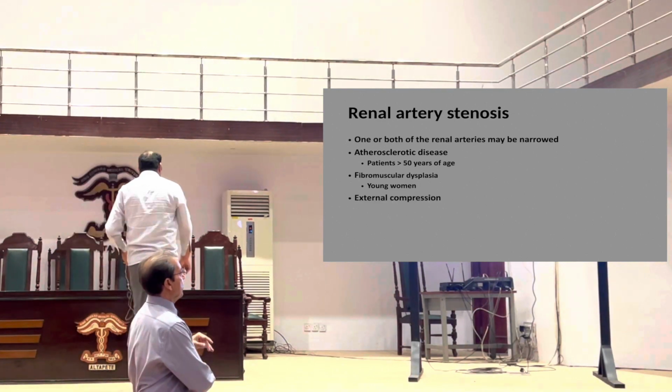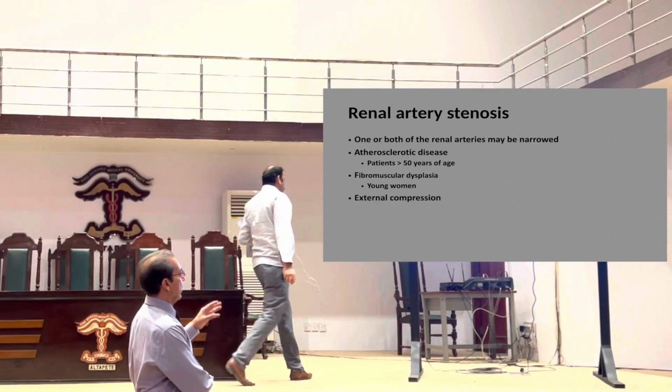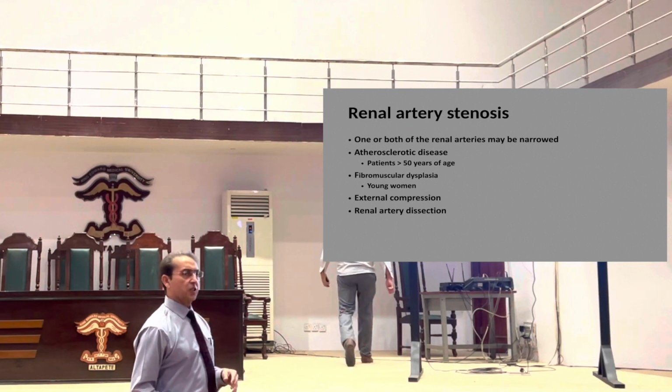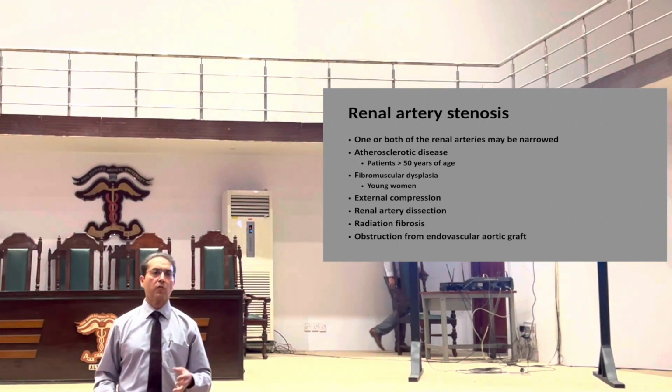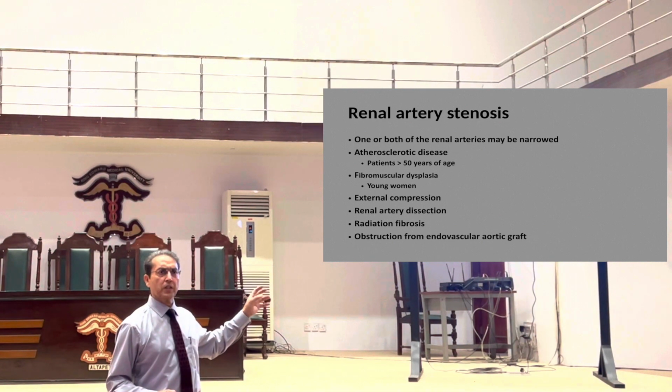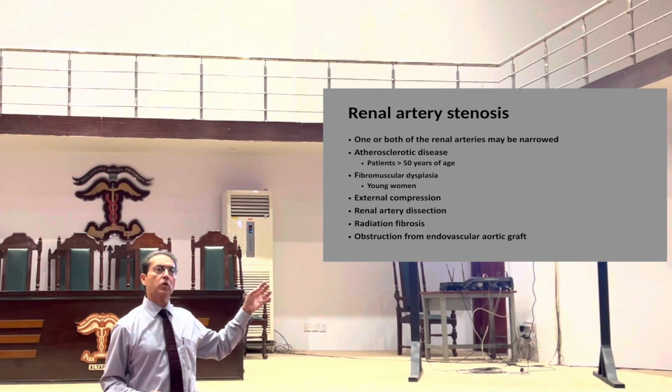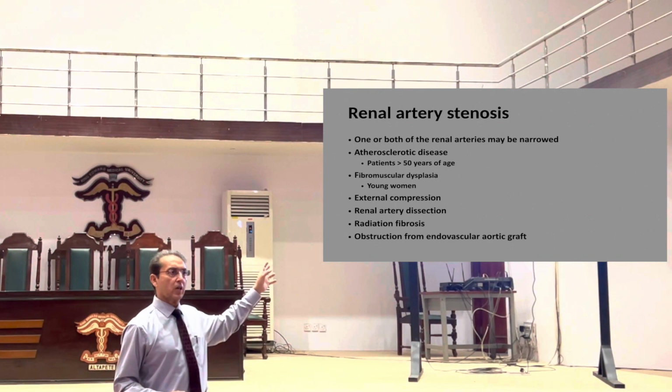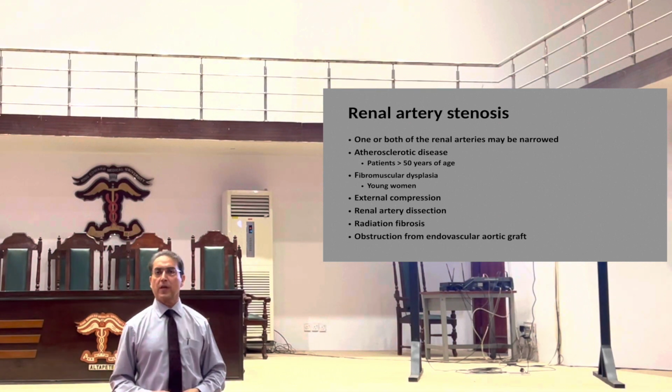There may be external compression, renal artery dissection, radiation fibrosis, or obstruction by a graft. If you put a graft in the aorta, that may obstruct the artery. So these are very unusual reasons for renal artery stenosis. The most common ones are atherosclerotic disease and fibromuscular dysplasia.